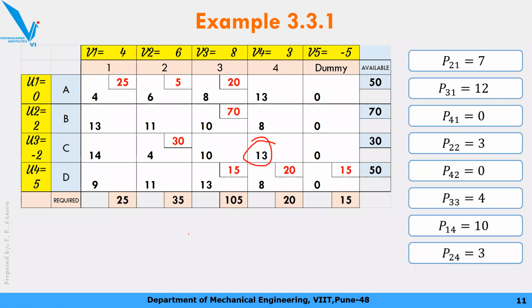Next, let's calculate for 13. The penalty at row number 3, column number 4. The cost there is 13 minus the summation of U and V. U is minus 2, V is positive 3. So the sum will become 1. So the penalty at that location is 12.